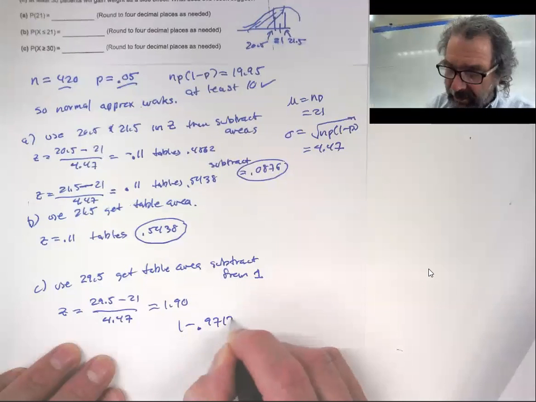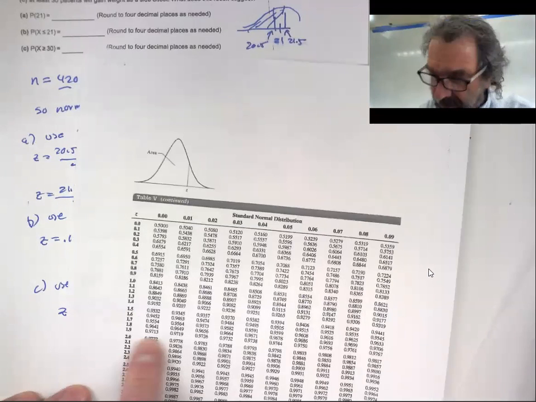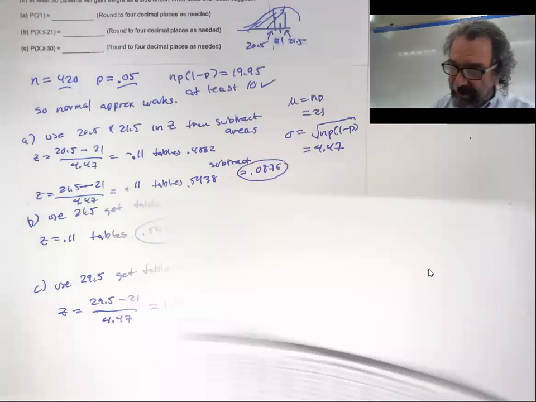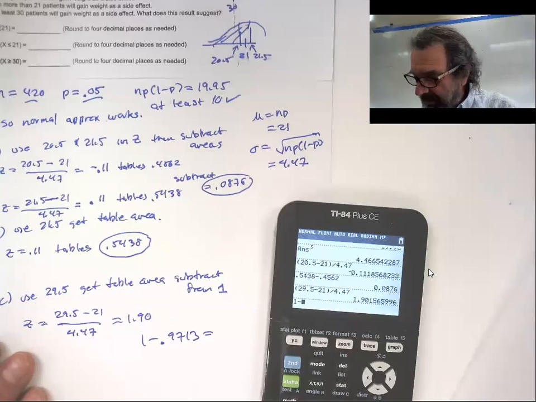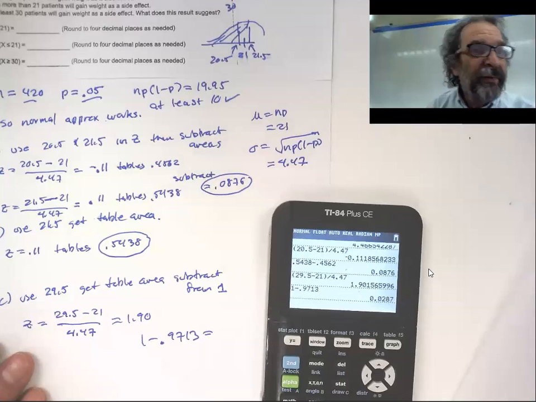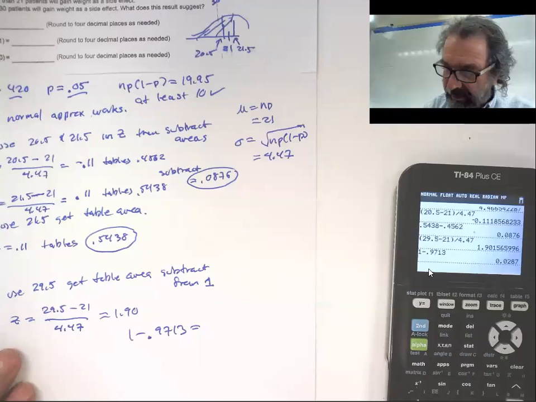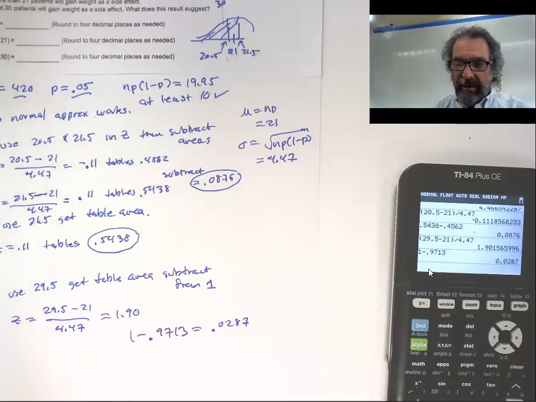So I'm going to go 1 minus 0.9713. I'll double check the number. 0.9713. Okay, we're just about done. I'm so happy. 1 minus 0.9713 is right around 3%, 0.0287. So nearly 3% of the time. So not very often.